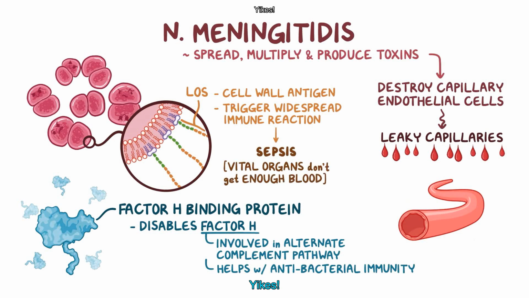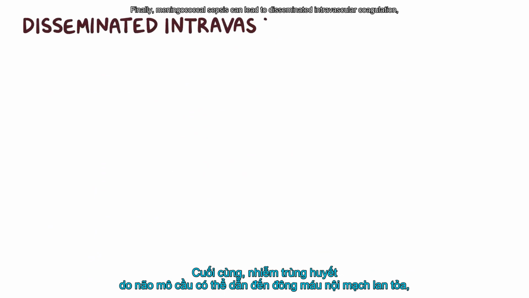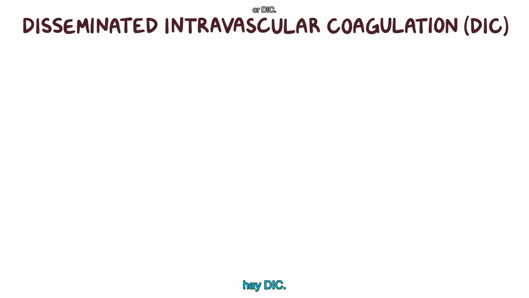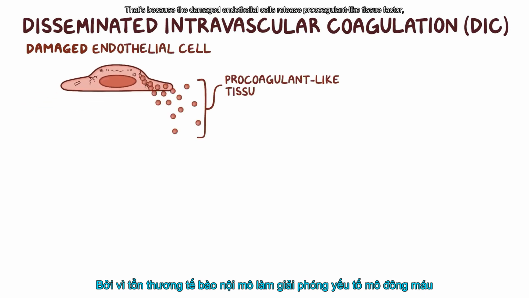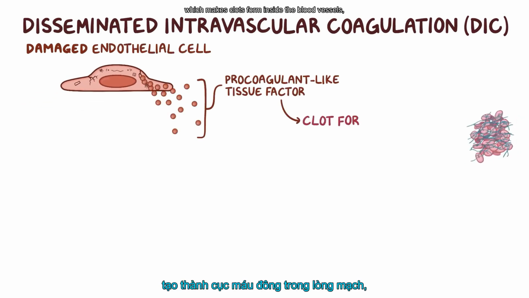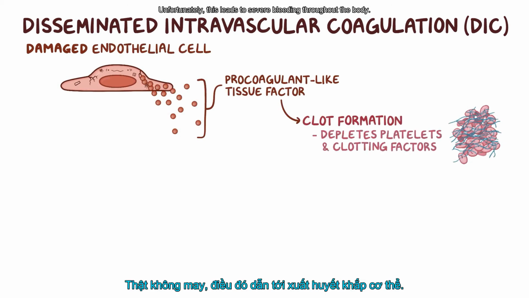Yikes. Finally, meningococcal sepsis can lead to disseminated intravascular coagulation, or DIC. That's because the damaged endothelial cells release procoagulant-like tissue factor, which makes clots form inside the blood vessels, and that depletes platelets and clotting factors. Unfortunately, this leads to severe bleeding throughout the body.